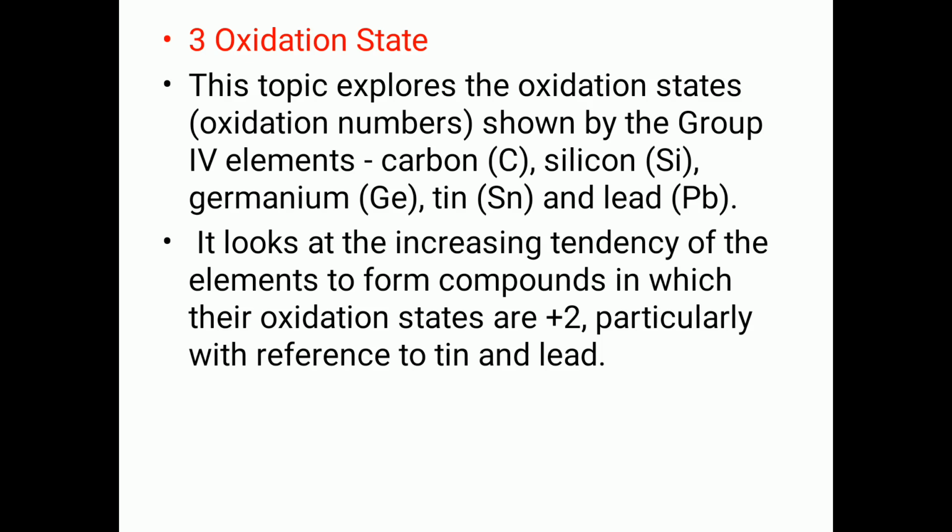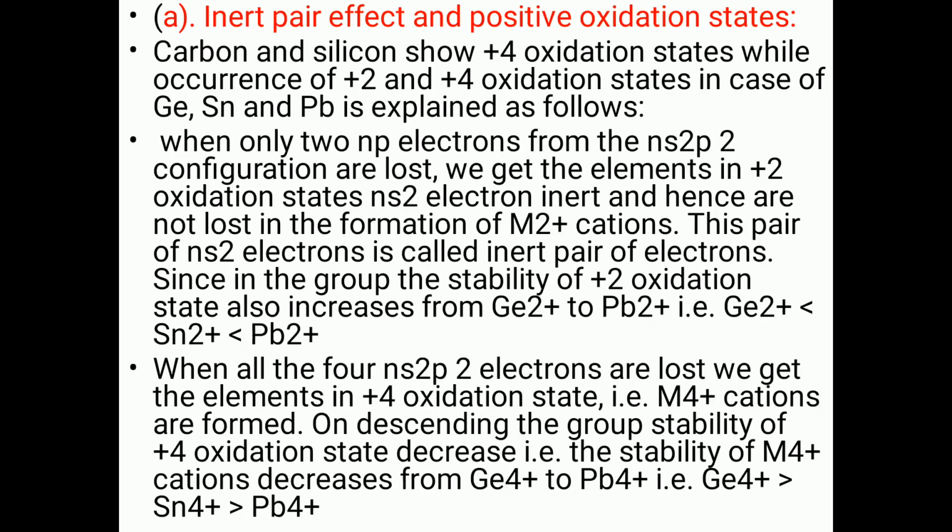Oxidation state. This topic explores the oxidation states shown by the group 4 elements carbon, silicon, germanium, tin and lead. It looks at the increasing tendency of the elements to form compounds in which their oxidation state is +2, particularly with reference to tin and lead. Inert pair effect and positive oxidation states. Carbon and silicon show +4 oxidation state, while occurrence of +2 and +4 oxidation states in case of germanium, tin and lead is explained as follows.